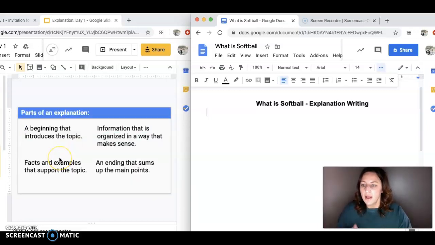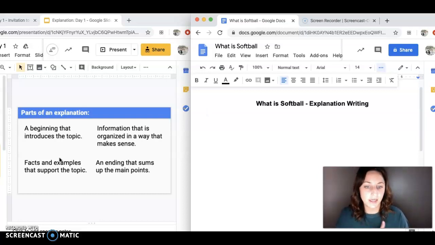This is the slide I like to refer to most while writing. Note that I do know a lot about softball. However, I did a little research before I started writing to have some facts about softball that maybe I didn't know off the top of my head, to keep my writing interesting. We want to make sure that we have a beginning, that we have facts and examples to support our topic. We want to make sure that we are organized in a way that will make sense to our reader, and then we want to have an ending that sums up what our paragraph was about.